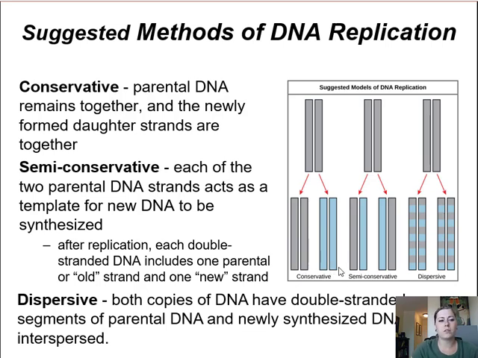The next method would be semi-conservative replication. In this method, each of the two parental DNA strands will act as a template for the new DNA to be synthesized. Then, after replication, each double-stranded DNA includes one parental unit, or one old unit, and one new or daughter unit. Then, in the last method that was proposed, dispersive, both copies of the DNA have double-stranded segments of parental DNA and newly synthesized DNA interspersed.